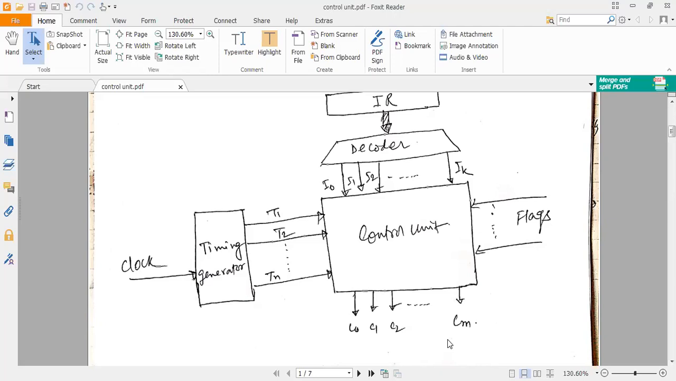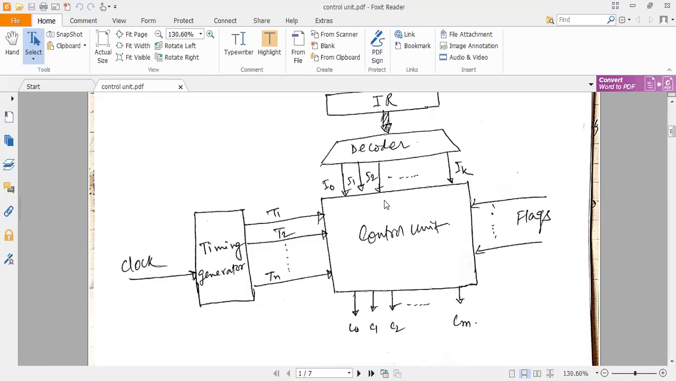So this is your hardware control unit, because you are generating this signal by means of hardware. Here we have one disadvantage: once you have made this circuit, it cannot be changed. It is quite difficult to update.